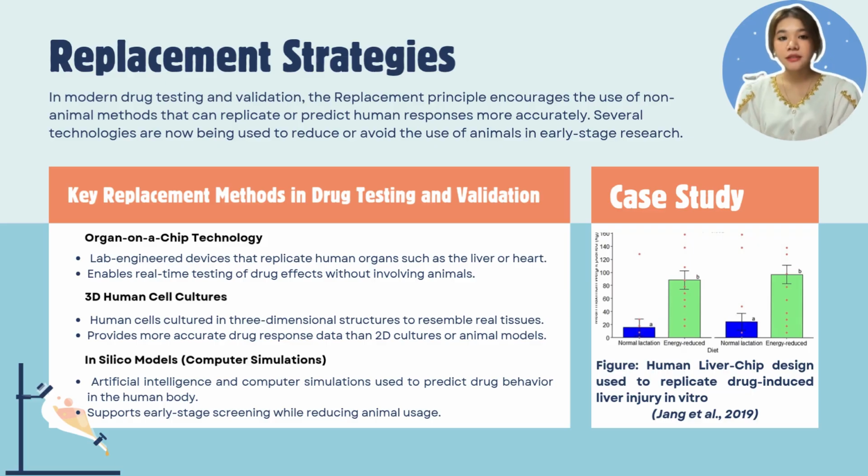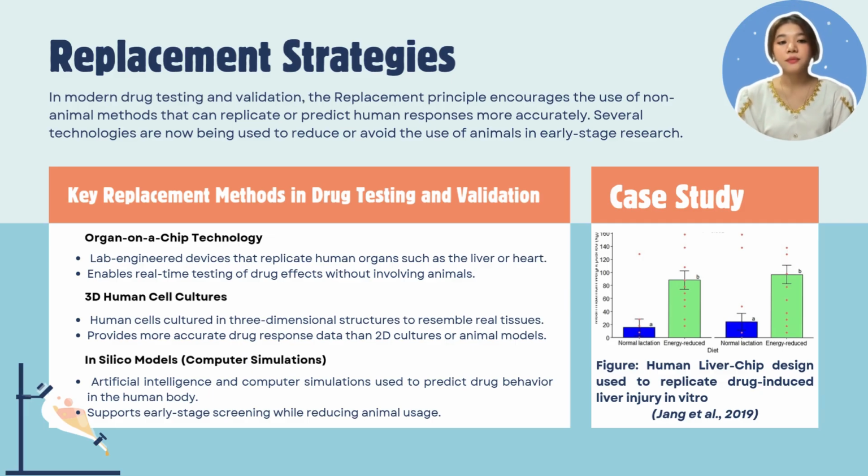Second, 3D human cell cultures, which involve growing human cells in three-dimensional forms that behave more like real tissues. These provide more accurate results compared to flat cells or animal models. Third, in silico models or computer simulations are used to predict how drugs behave in the human body. This model uses artificial intelligence to support early screening and reduce the need for animal use.